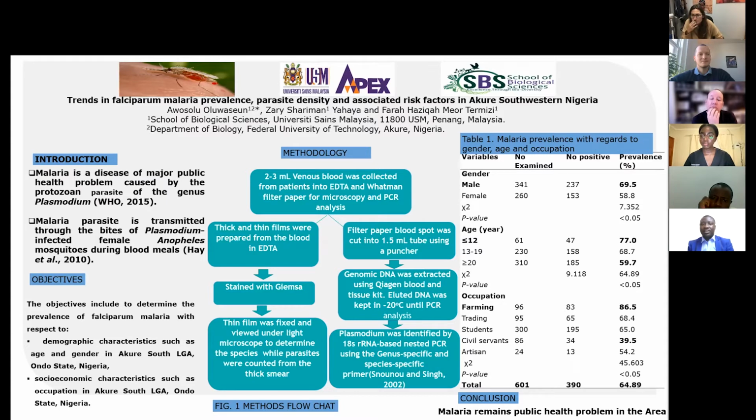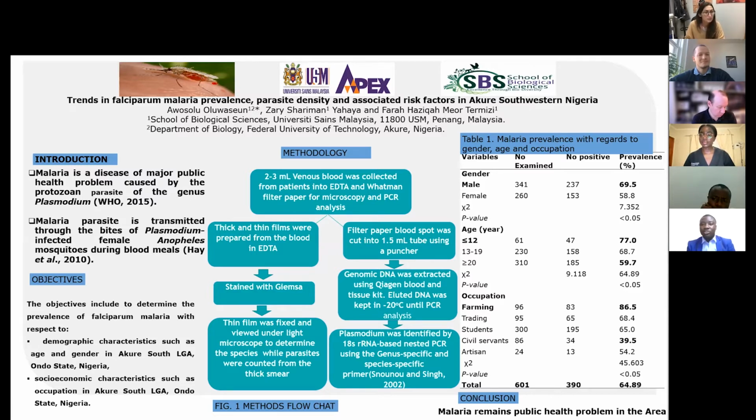Also for the PCR analysis, filter paper blood spot was cut into a 1.5 ml tube using a puncher, and the genomic DNA was extracted using Qiagen blood and tissue kit following the manufacturer's instruction. The eluted DNA was kept at -20 degrees until the PCR analysis, and Plasmodium was identified with the help of nested PCR using genus-specific and species-specific primers according to the method of Snounou et al. 2002.